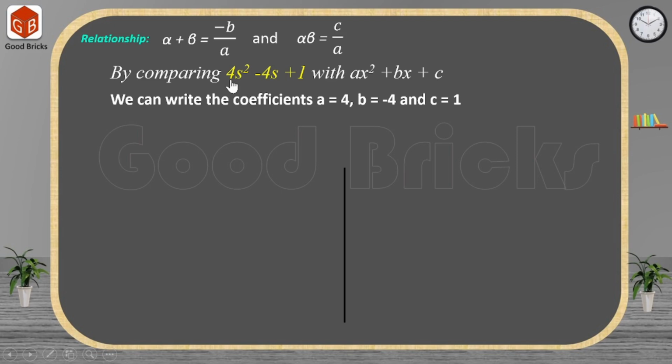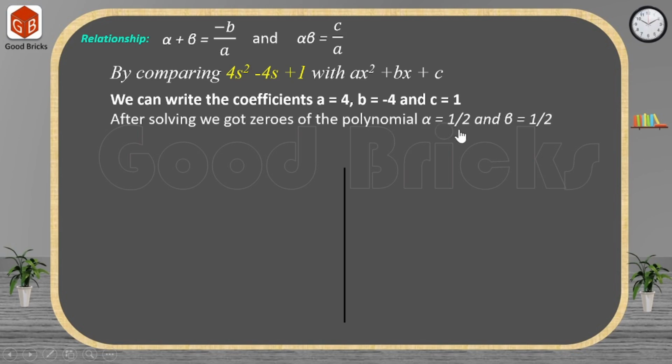When you compare, you will get a is equal to 4, b is equal to minus 4, c is equal to plus 1. And we already got the zeros of the polynomial. What are they? 1 by 2 and 1 by 2. So let us now verify the two relationships. So here you have the first relationship, that is alpha plus beta is equal to minus b by a, and here you have the values of alpha, beta, b, a. So if you substitute, then you can write after substituting as shown here on the screen, 1 by 2 plus 1 by 2 equals minus of minus 4 by 4. This is how you can write.